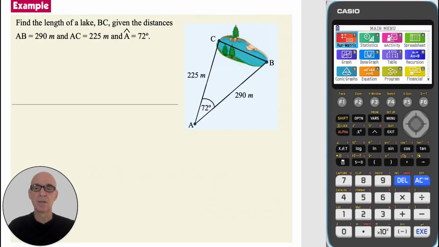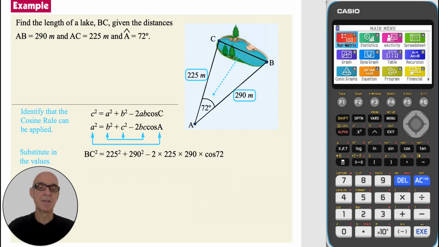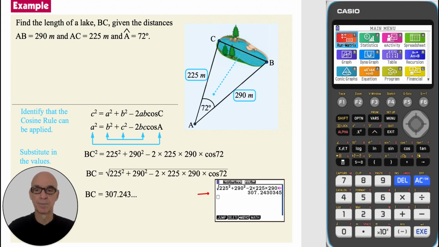In this question, to find the length of the lake, BC, start by identifying that the cosine rule can be applied. The angle that pairs with BC, side a, is known, and the two other sides are known. Substituting in the values and performing the calculation gives the value shown. So the length of the lake, BC, is 307 metres, correct to three significant figures.